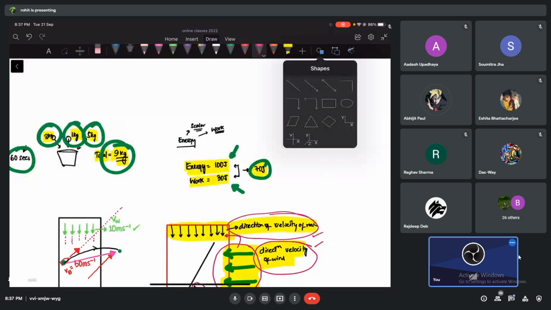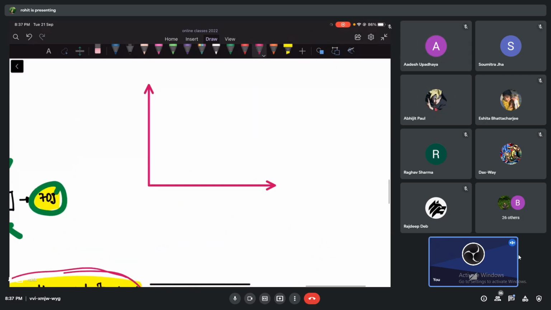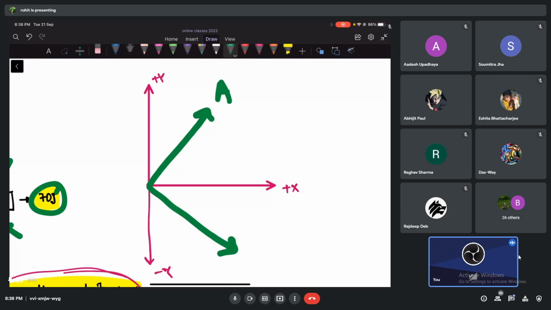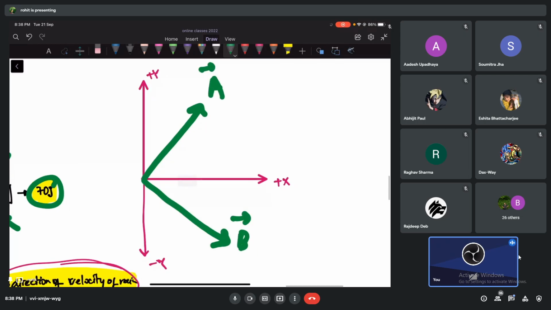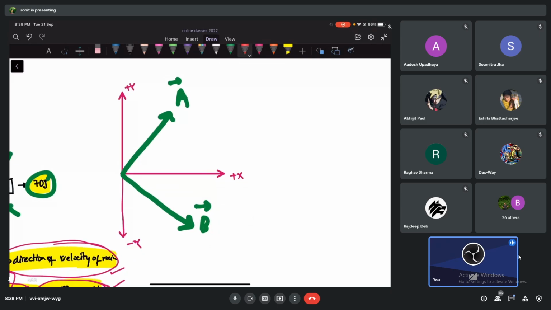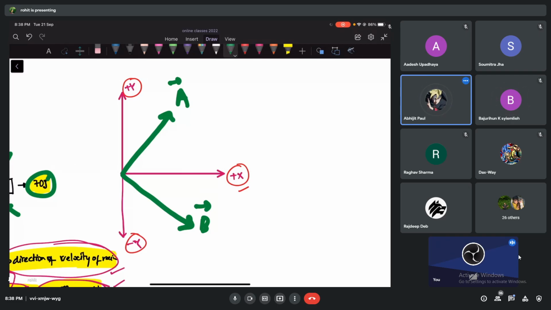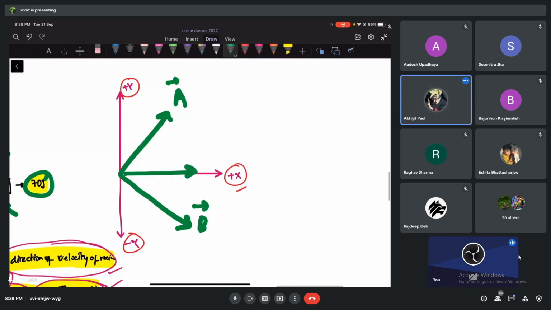Let me show you again. So it's different. Imagine this is positive X, this is positive Y, this is negative Y. If I have a vector in this direction and I want to add a vector in this direction, vector A with vector B, where is vector A, guys? In between positive X and positive Y. Where is vector B? Between positive X and negative Y. Where will the total of these two be? Somewhere here, in between. Can you understand?